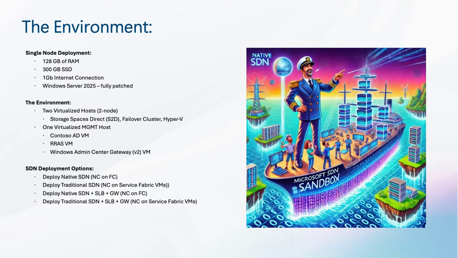Now, as part of this, we'll build 2 virtualized hosts. That means S2D will get configured, failover cluster will become configured, Hyper-V will become configured, essentially 2 virtualized nodes in a cluster. And then we build another management host. And this management host is going to house a few VMs. One is a Contoso Active Directory.